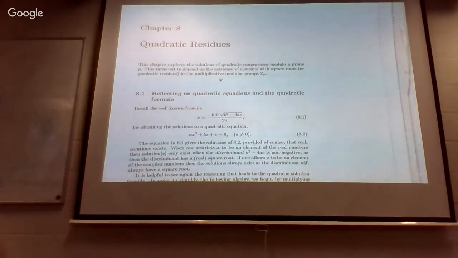So in this chapter, we start off looking at quadratic equations. And we're investigating when a quadratic equation modulo a prime has solutions or not. And by investigating that, we discover that some things have square roots in modular arithmetic and some things don't. And this whole chapter is an investigation of that and trying to understand that. Okay.